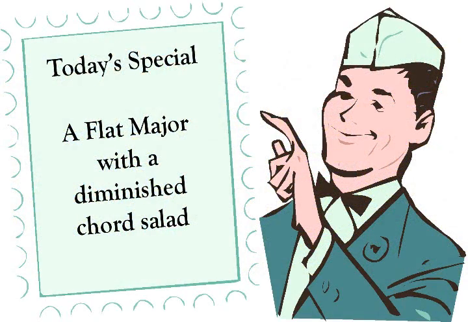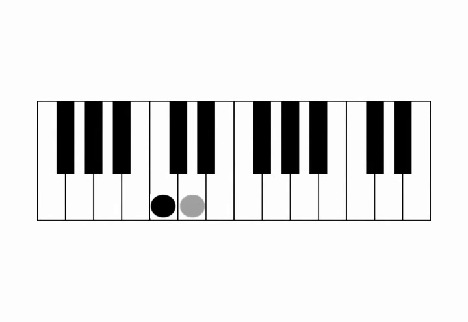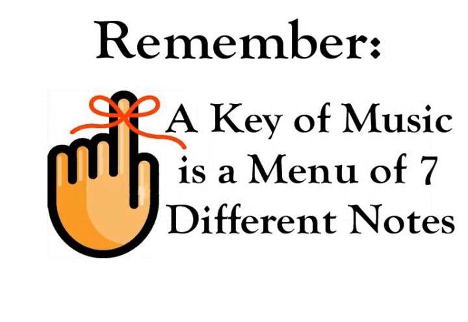That's essentially what a key of music is. It's just a menu of notes. Specifically, it's a menu of 7 different notes to choose from when you're playing a song or piece of music. That's it. Just remember that a key of music is a menu of 7 different notes.